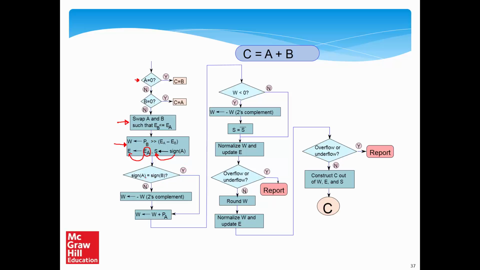Then we check if the sign of A is equal to the sign of B. If that's the case, then that's great. So we just set W as the old value of W, which is the significand of B shifted to the right by some places, plus the significand of A. So we just perform the addition. Otherwise, we take the 2's complement of W and then we perform the addition.